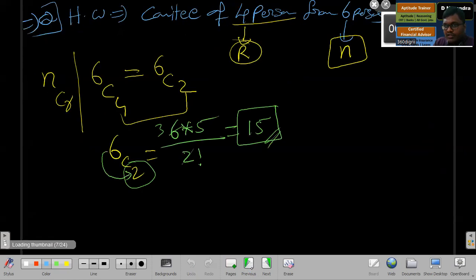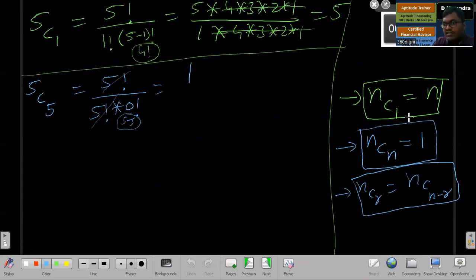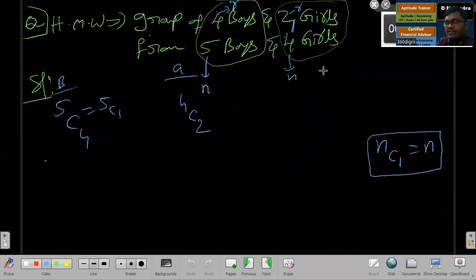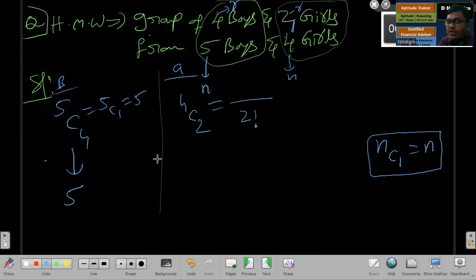Did you remember? I'll show you the previous screen again. NCN is equal to 1. NC1 is equal to N. So here NC1 is equal to N. And the answer 5. Boys, we can select in 5 ways. 4C2, here only you have to calculate. Denominator 2 factorial, numerator 2 values we have to consider, 4 and 3. 2 ones, 2 twos. Final value 6. One is 5, one is 6. But what we have to do?